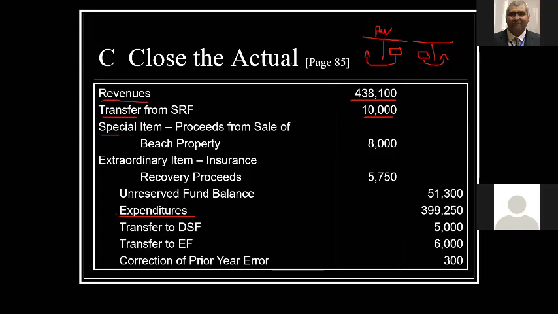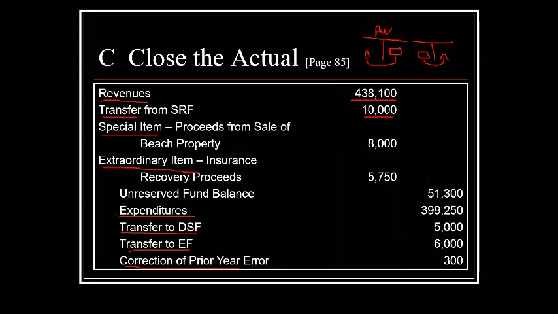And here also the special item, if you remember the part that we sold out of the properties of the government. Then the extraordinary item, the amount of insurance that we recovered. And on the other hand, the transfers, which means some sort of expenditure. It is not actually expenditure, but it is transfers of the resources of the governmental entity out of the governmental entities. So we are going to credit these transfers, the correction of error that we made together of the prior year, and the difference between the two sides, the debit and the credit, will be either debited or credited to the unreserved fund balance.